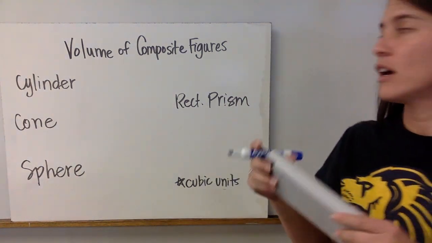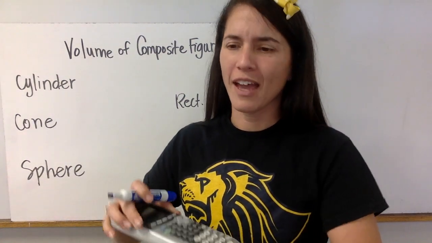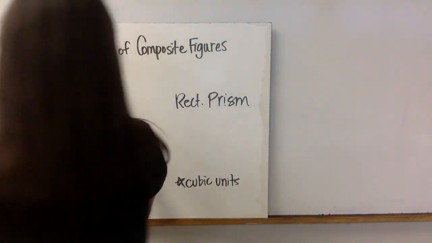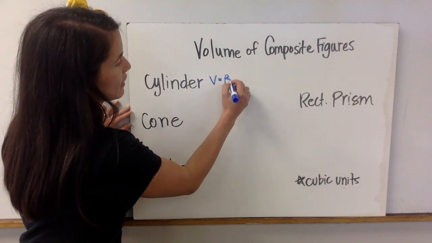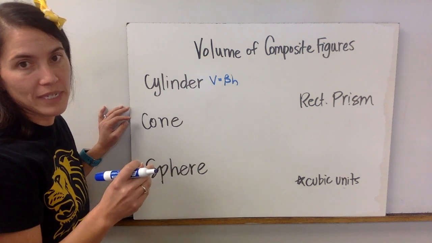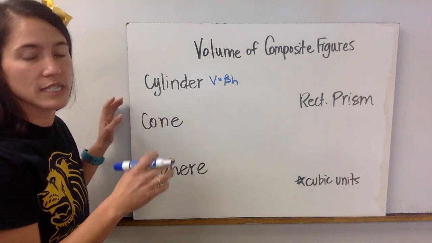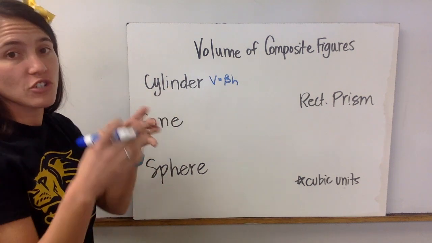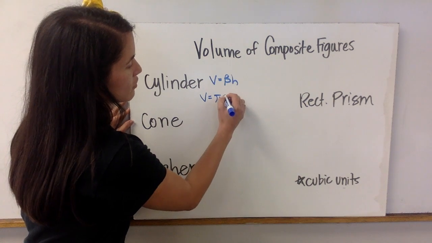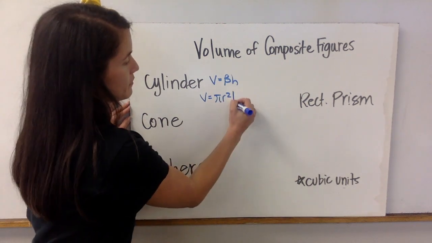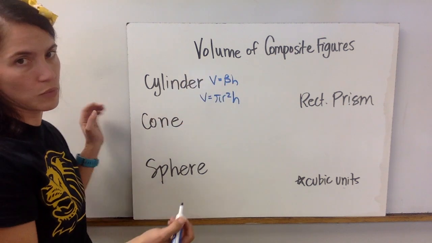So we have the volume of a cylinder, and again, all volume is going to start with capital BH. Capital B means the base area times the height of the prism, or the cylinder. So the base shape of a cylinder is a circle. So the area of a circle is pi r squared times height. So that's going to be the cylinder. Deriving the formula from capital BH is important.